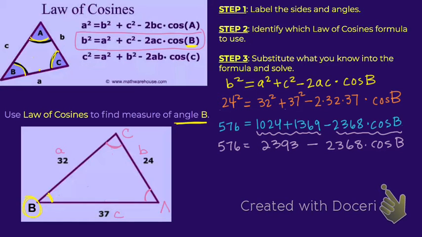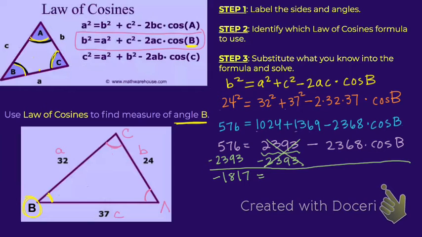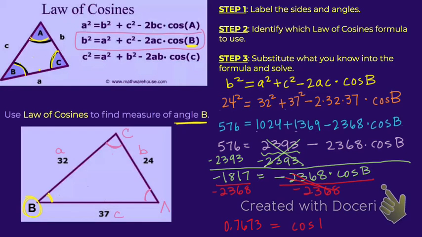Now I can start moving things away from the B. So let's take a look. We have something being added and subtracted together. So you always undo what's adding and subtracting before you undo the multiplying. So let's move this to the other side by subtracting 2,393. Because when we do, this cancels out and we're just left with this negative 2,368 times cosine of B. Now I can undo this multiplying by dividing both sides by this negative 2,368. Because that undoes this multiplying, so we're just left with cosine B on the right side.